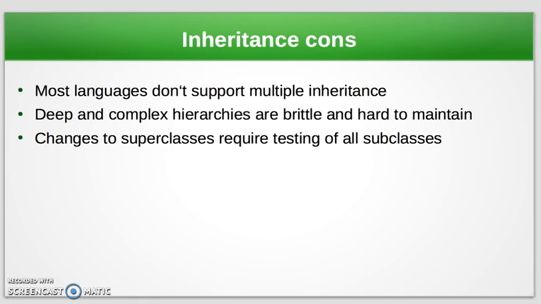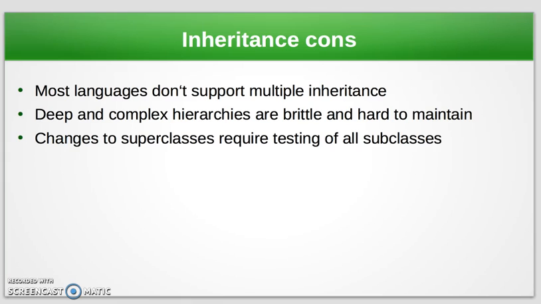What are the bad parts about inheritance? Well, most languages don't support multiple inheritance, and that can mean that you can get some quite complex inheritance structures if you don't make use of interfaces. And some of these deep complex hierarchies are quite difficult to maintain, because if you change something higher up the hierarchy, it's going to have a ripple effect on all of the subclasses, and if you don't have an automated testing scheme in place, it's going to cause you some severe problems when you're testing.